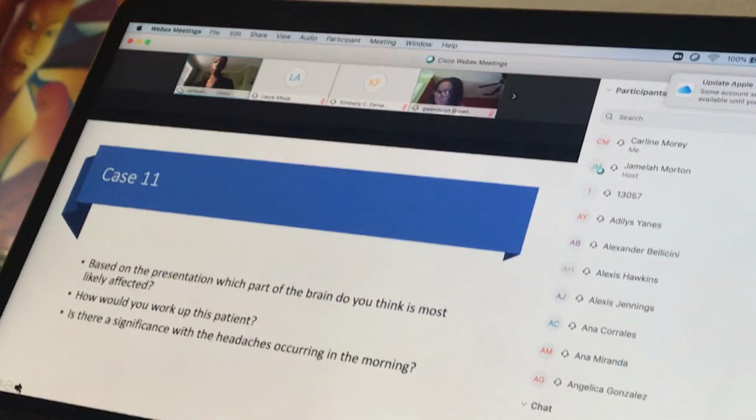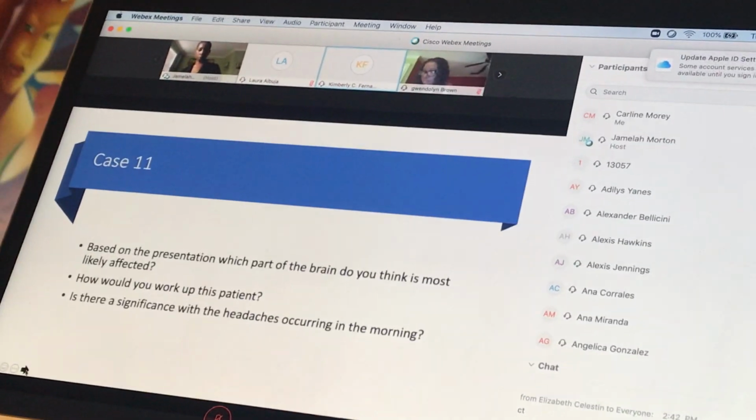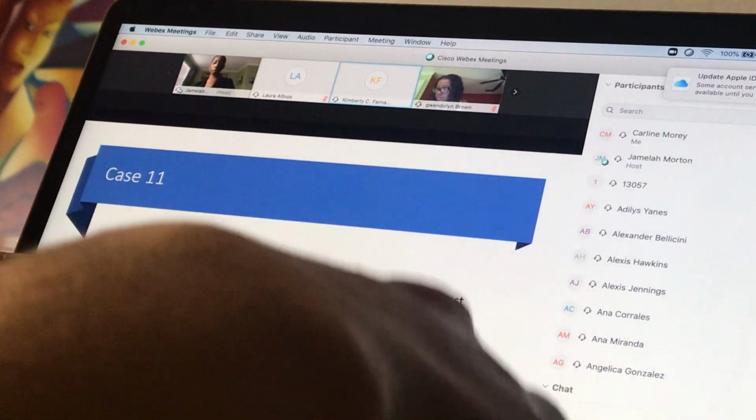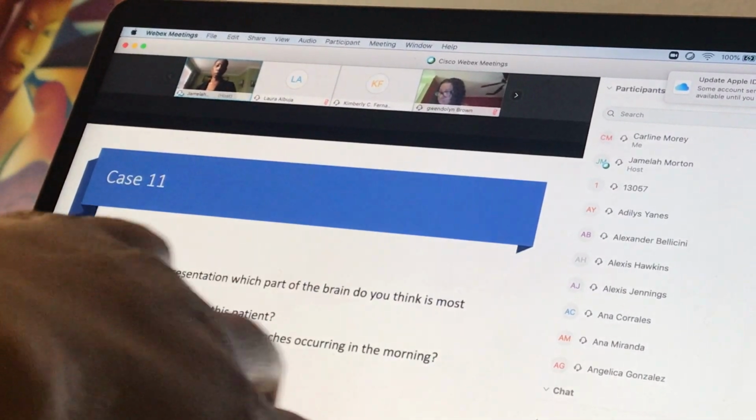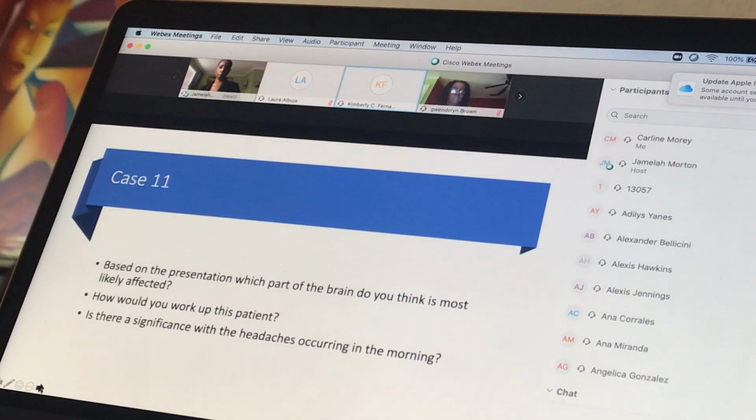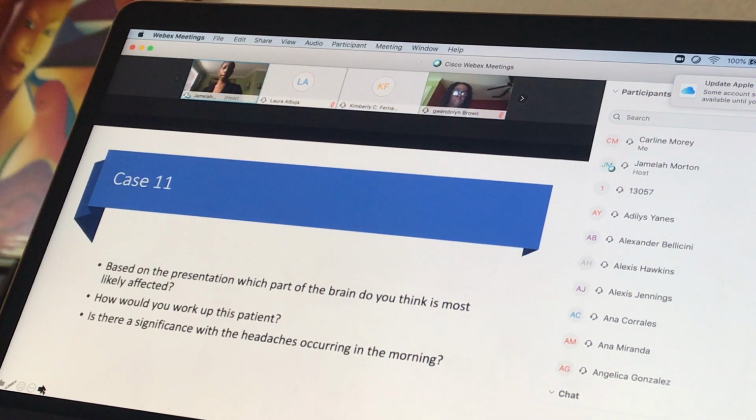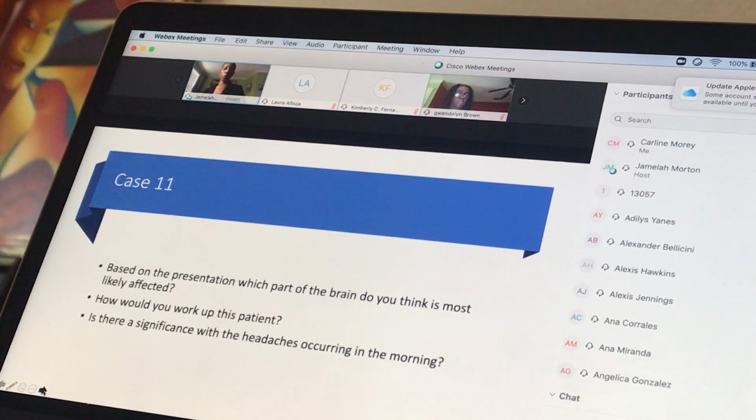How would you work this patient up? MRI. You definitely do MRI. You can do CT of the brain. The headaches might be a bleed, but if it's been going on for a while, it might be a tumor also. However, you're going to do the CT first, plain, to rule that out, or you can actually go straight to the MRI. Okay. How would you work this patient? What is the significance of the headache occurring in the morning?